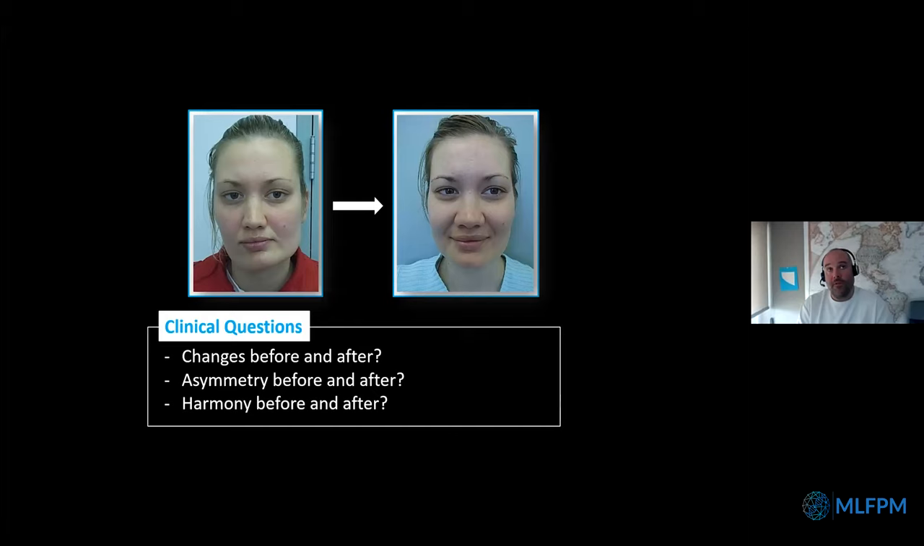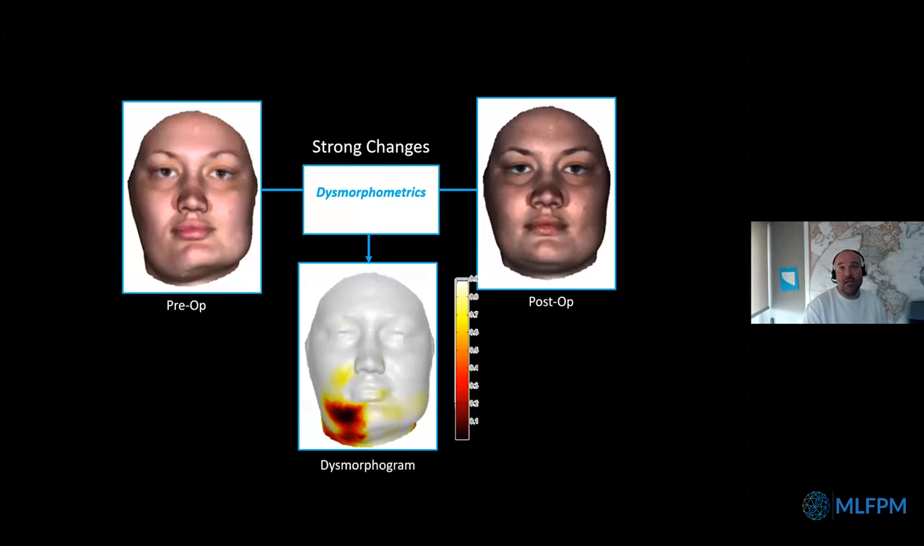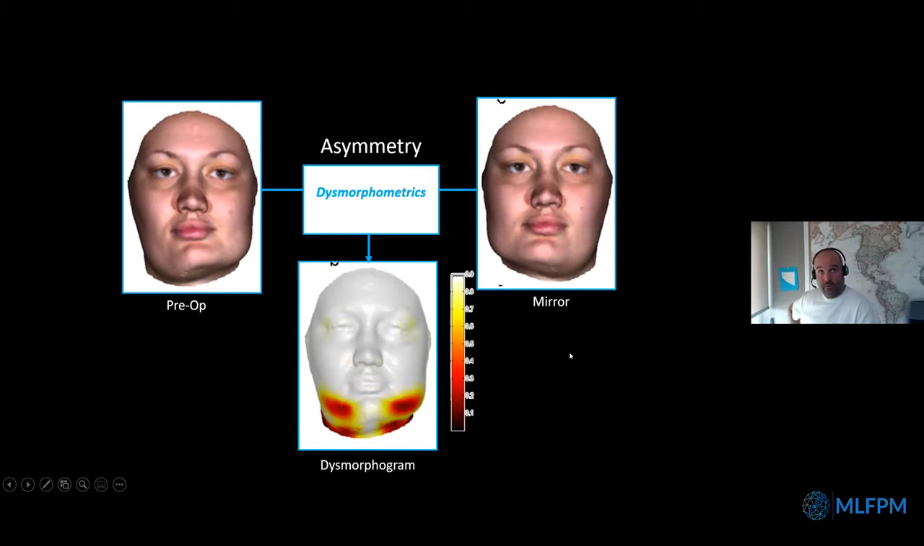Clinically, people have a lot of questions, like the surgeons, for example: what are the changes that I induce on faces before and after? What's the asymmetry? It's clearly an asymmetrical case. Have I improved it? By how much? And what's the lack of harmony? And again, here by registration, by taking multiple images and superimposing or registering them to each other, you can make these measurements. I know I'm going fast, but I'll try to make it to the imaging genetics.